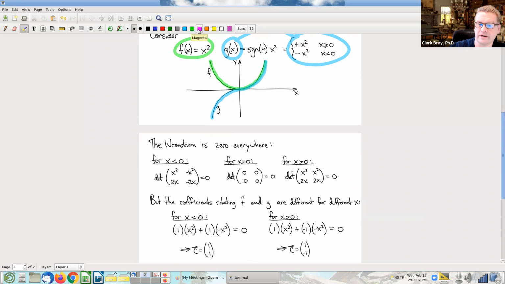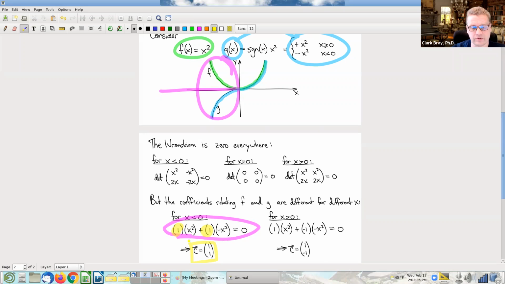Let's look over here where x is negative first. How do I relate these two functions where x is negative? Well, they're negatives of each other. That means that they add up to 0. In other words, the coefficients 1 and 1 are what you might call the candidate relation. That's the relation for those values of x anyway. These coefficients are 1 and 1. You see it in the functions themselves.